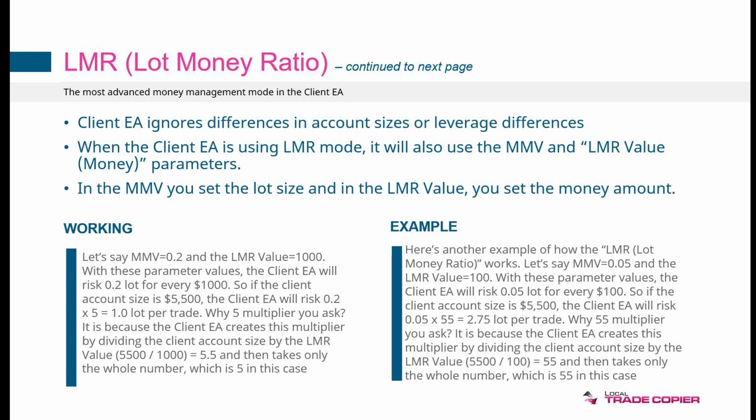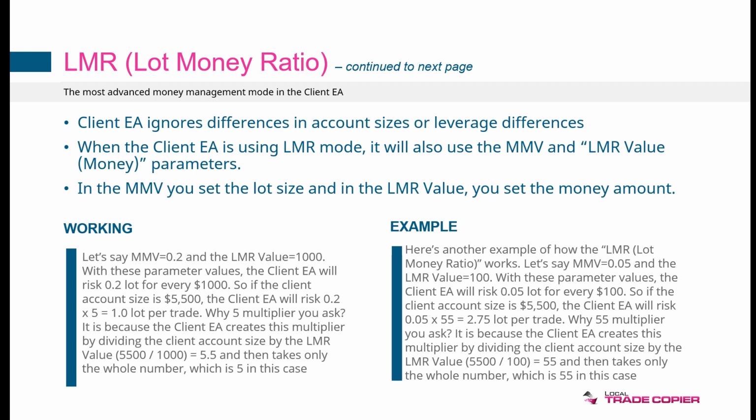So for this one, it needs two parameters. In the MMV, you set the lot size and in the LMR value, you set the money amount. Here's how it works. Let's say you set MMV to 0.2 and the LMR value to 1000. With these parameter values, the client EA will use a 0.2 lot size for every $1,000.